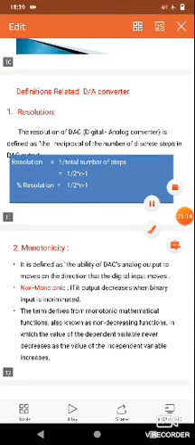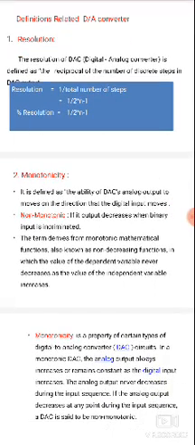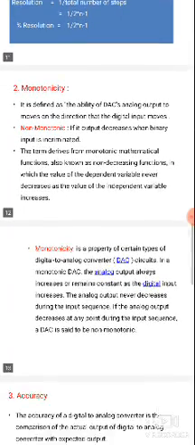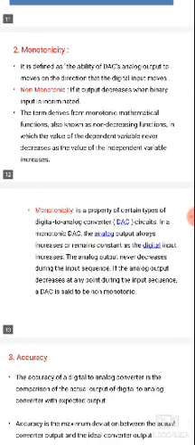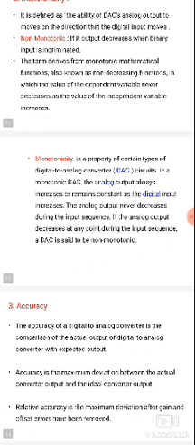Why? Because it is a digital to analog converter. So that's why the digital is the input and analog is the output. The analog output follows the digital input signal. Here also, the analog output always increases or remains constant as the digital input increases. The analog output never decreases during the input sequence.